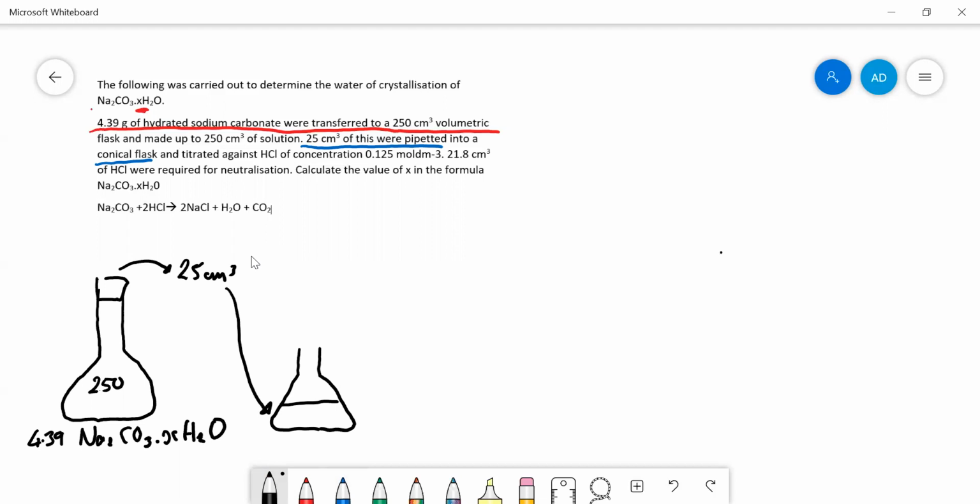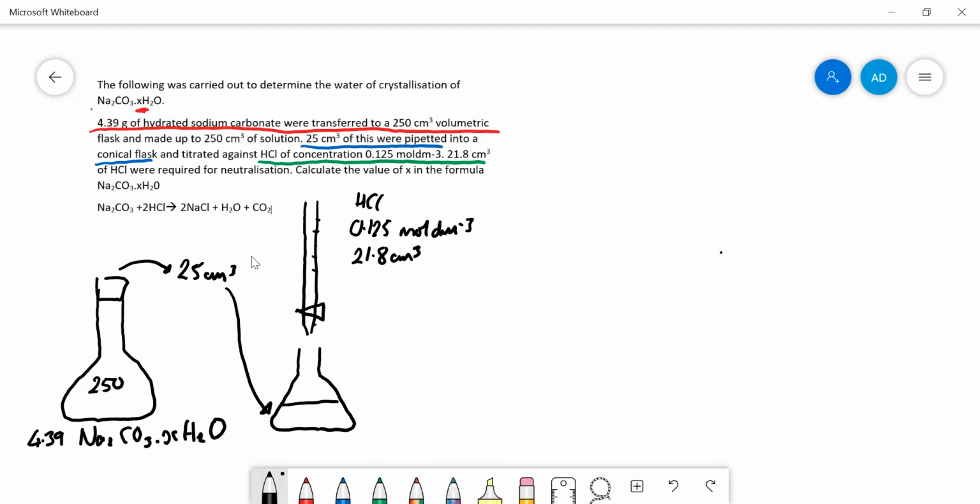Okay, so that's going to go in there, and that is going to be titrated against HCl of concentration and that volume there. Okay, so we draw a burette. And if we just put in there, what is it? It is 0.125 HCl, 0.125 moles per decimeter cubed. And the volume is 21.8 centimeters cubed.